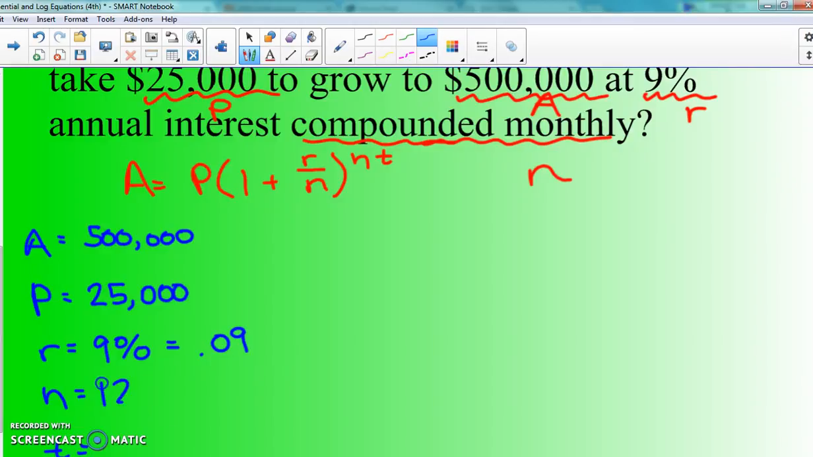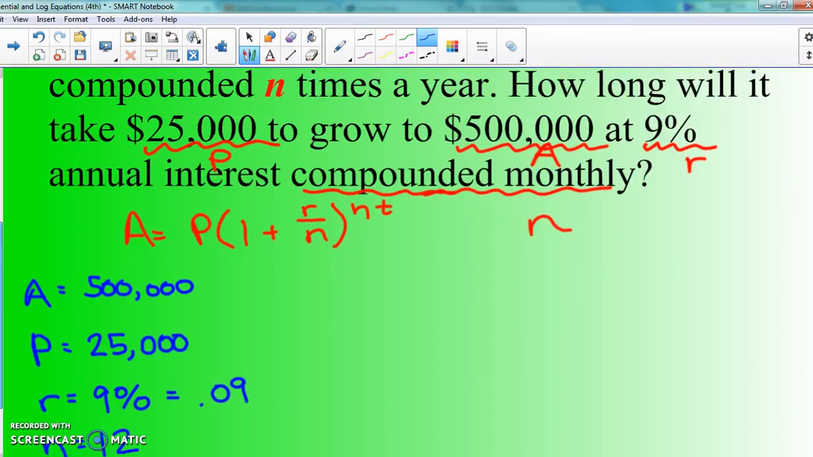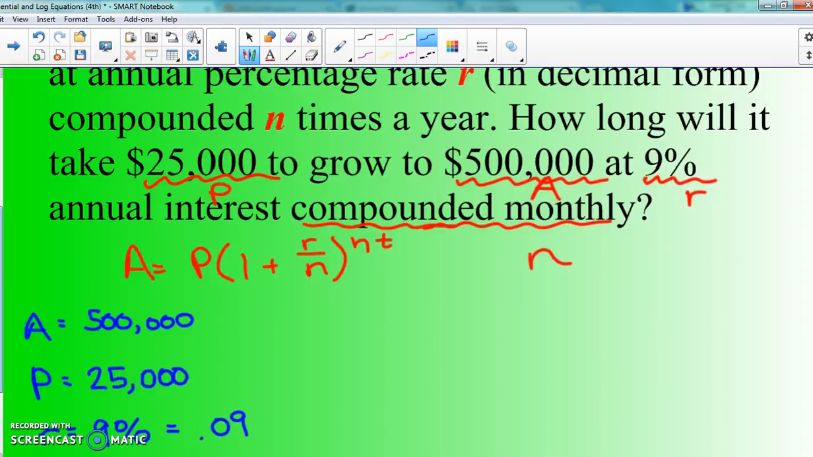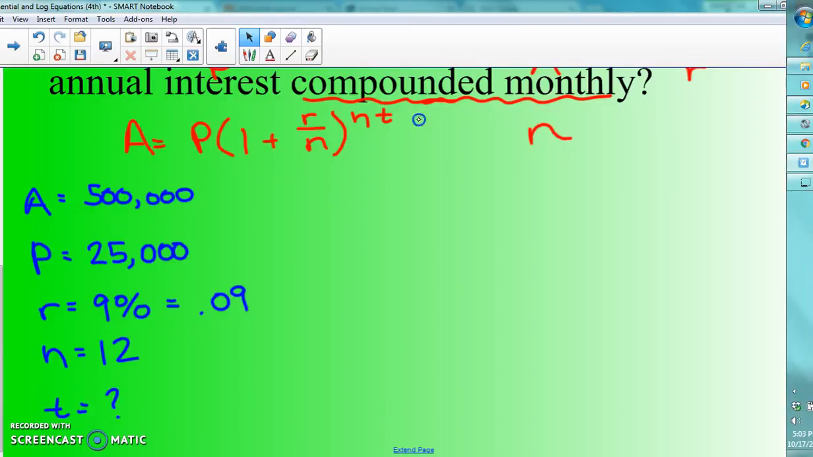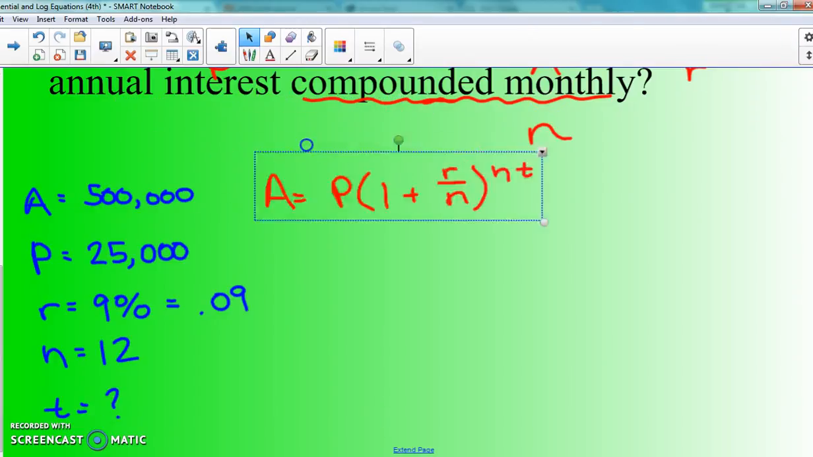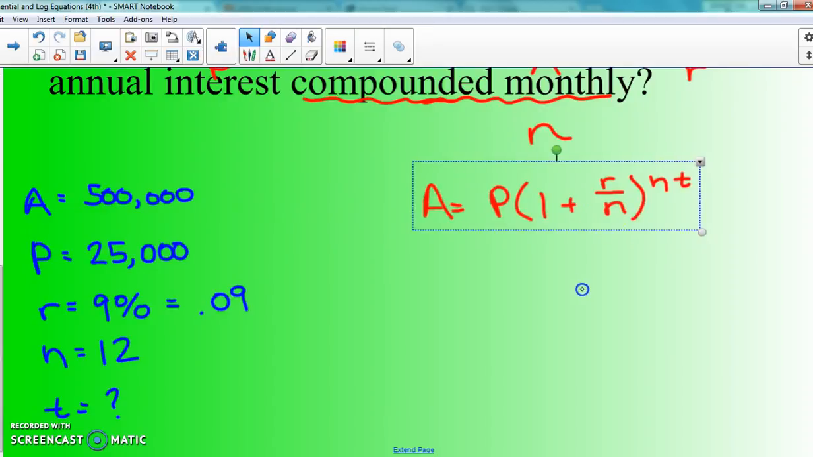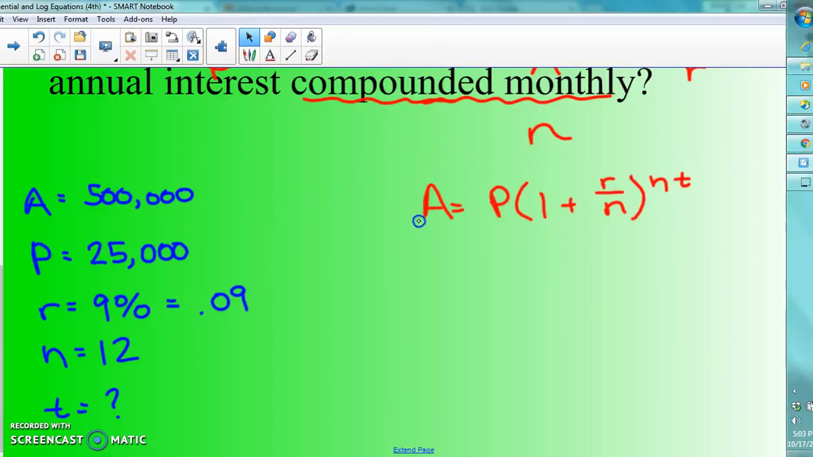So N is 12. And what does the question ask again? How long will it take? So talking about how long, that's time, right? So that's our T. That's how long, our time. So we don't know how long it's going to take, so that means we don't know what T is. So that's going to be our question mark right there. So we'll leave that there because we don't know what it is yet. And we're going to find it though. So that's what the math's all about.